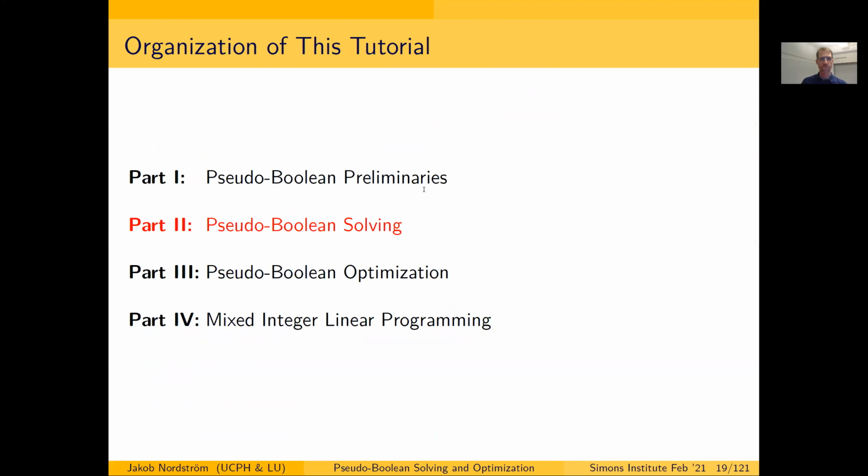So with this, I conclude the first part of the tutorial on pseudo-Boolean solving and optimization, where we just surveyed the preliminaries. Next up, we're going to talk about how to solve the pseudo-Boolean decision problem, how to determine whether pseudo-Boolean formulas are satisfiable or feasible. And then later on, we'll talk about different ways of optimizing.